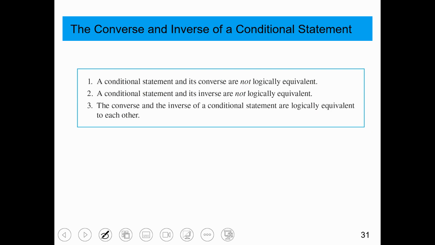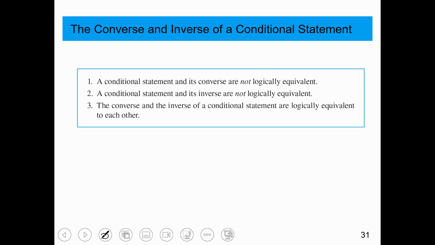So again, a conditional statement and its converse are not logically equivalent. A conditional statement and its inverse are not logically equivalent. If you know this and you start watching ads or advertisements or maybe listening to the news or politicians, you will find that these fallacies are often stated as fact. So someone will state a converse as being logically equivalent, when in fact that is not the case.